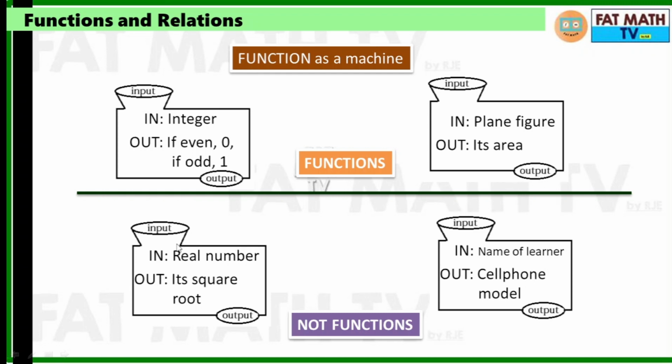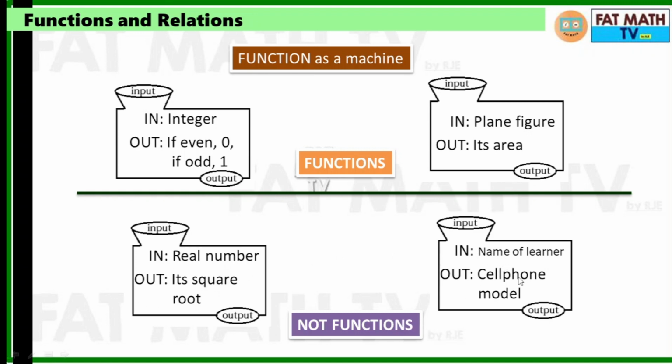Unlike in the examples at the bottom, here we will input a real number. And for every real number that we put in this machine, the output will be its square root. For example, if you put 9 here, 9 is a real number, and you take its square root. But the square root of 9 is either 3 or negative 3. So there can be two answers. If there will be more than one answer, then your relation is not a function.